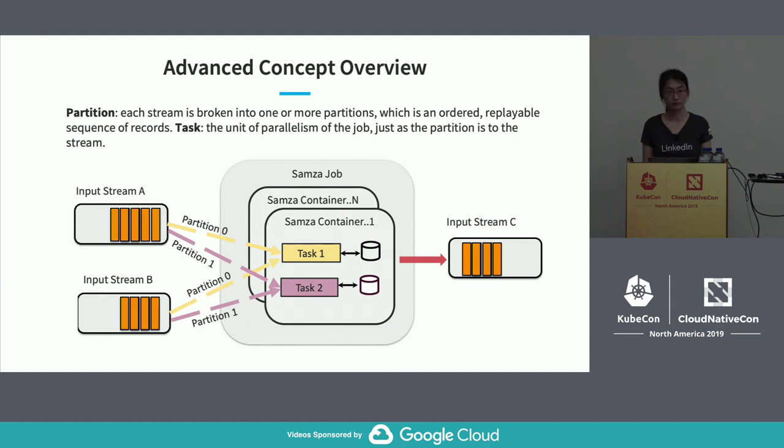Just like a task is the logical unit of parallelism, a container is the physical unit. Applications typically have multiple containers distributed across hosts. You can think of each container as a JVM process, which runs one or more tasks.